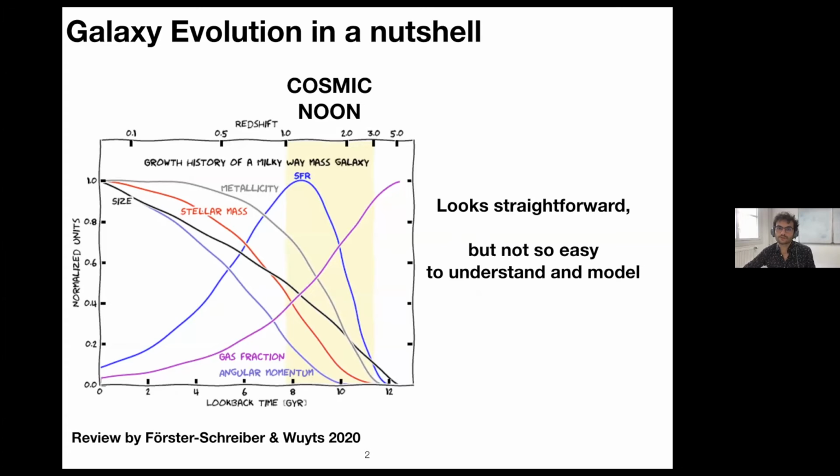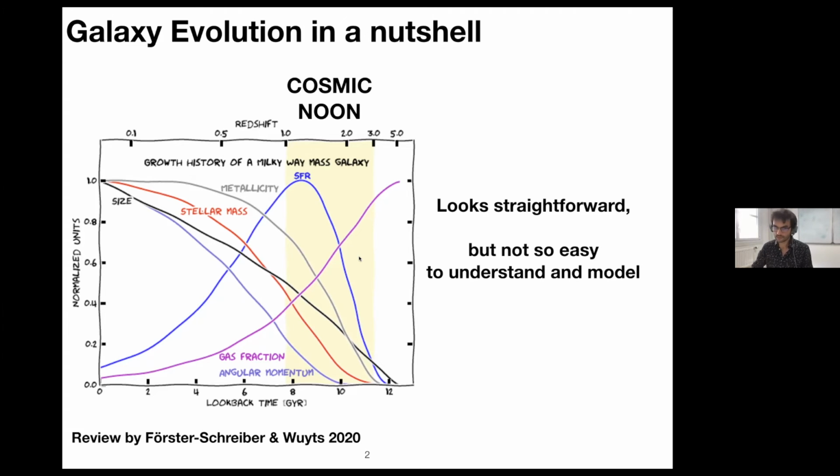So just to summarize galaxy formation in a very simplified nutshell, here you have a small plot from a review by Natascha Förster Schreiber and Wuyts of Milky Way mass galaxy growth history. The star formation rate increases and reaches a peak during what we call the cosmic noon, and then decreases. You create your stellar mass by removing some gas fraction. It looks very straightforward, but it's actually very difficult to properly understand and model.